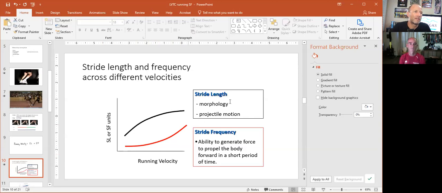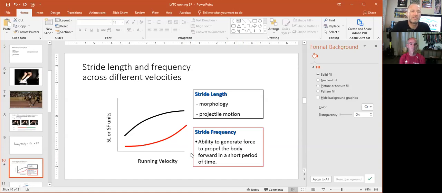All right, so the limits to stride length are morphology, or how we're built, so how long our limbs are, how much flexibility we have, how much range of motion we may have in our hips or our knees, and it's also a limit of projectile motion. There's a period where you're running where you are just a projectile, you're not touching the ground anymore. And so you can only cover so much distance based upon how you're launching yourself into the air to be able to go into the next foot strike. Stride frequency is limited based upon the ability to generate force to propel the body forward in terms of pushing on the ground.